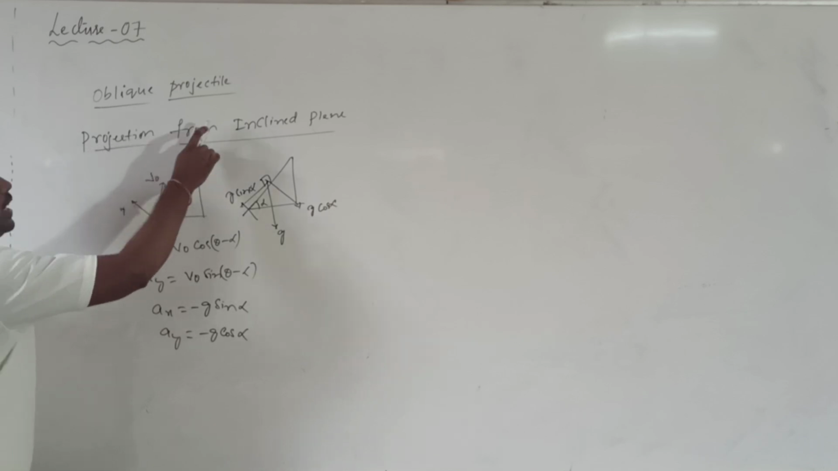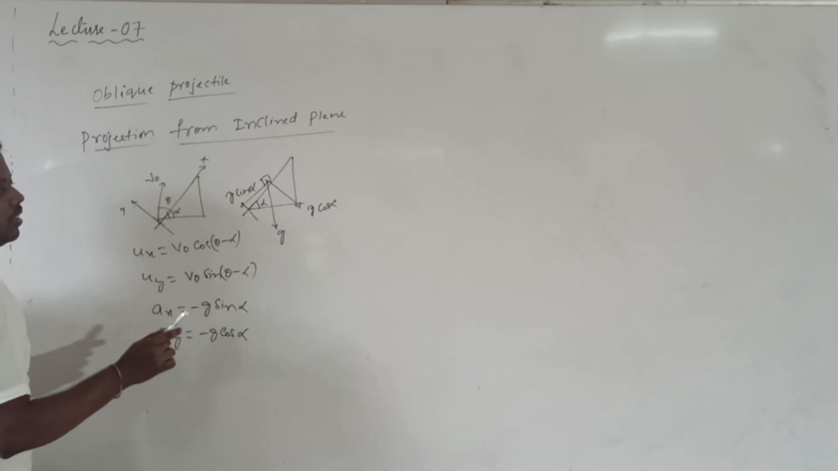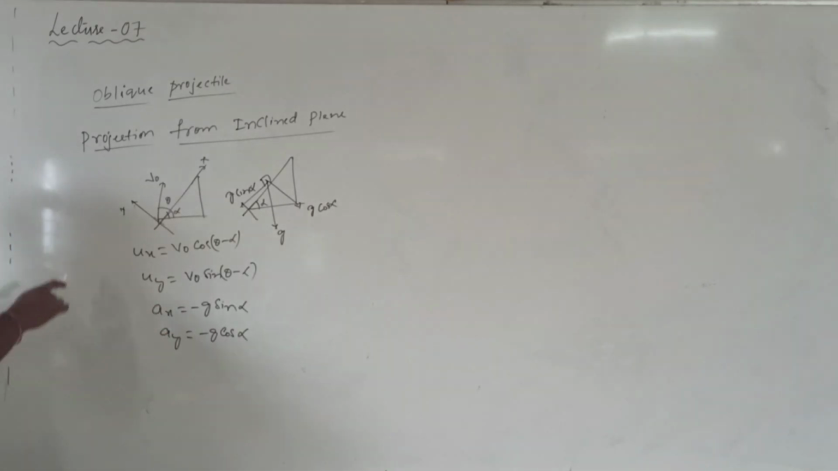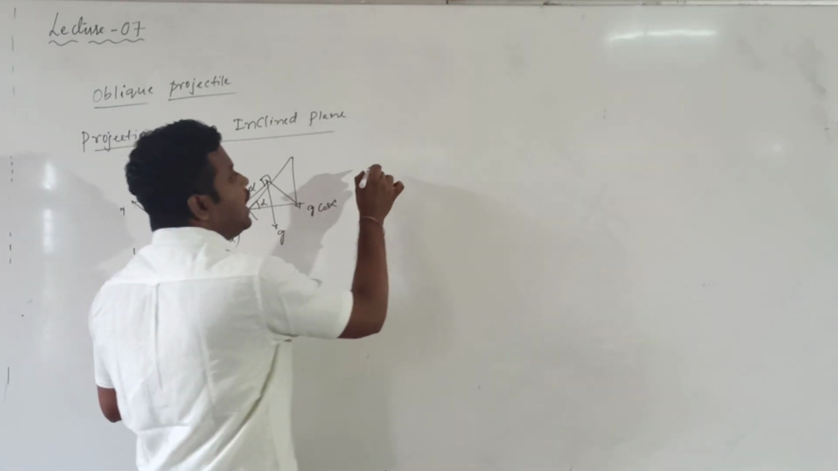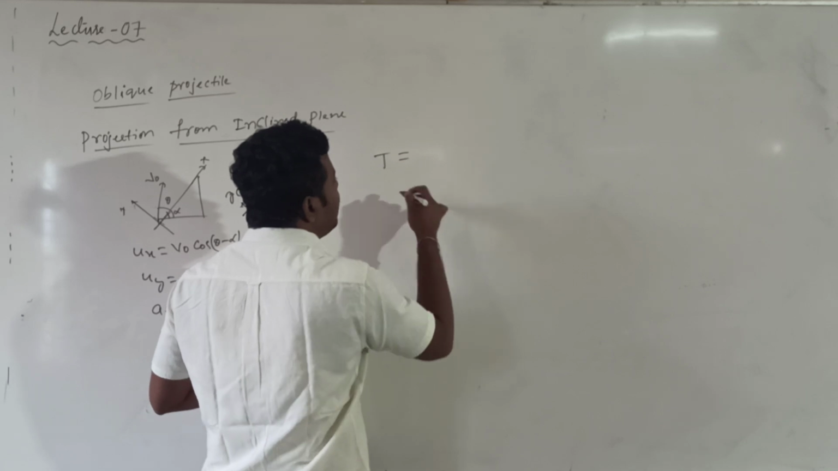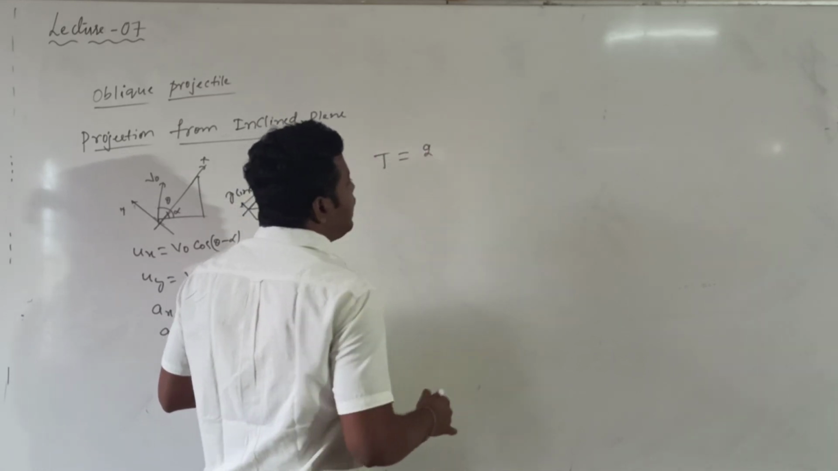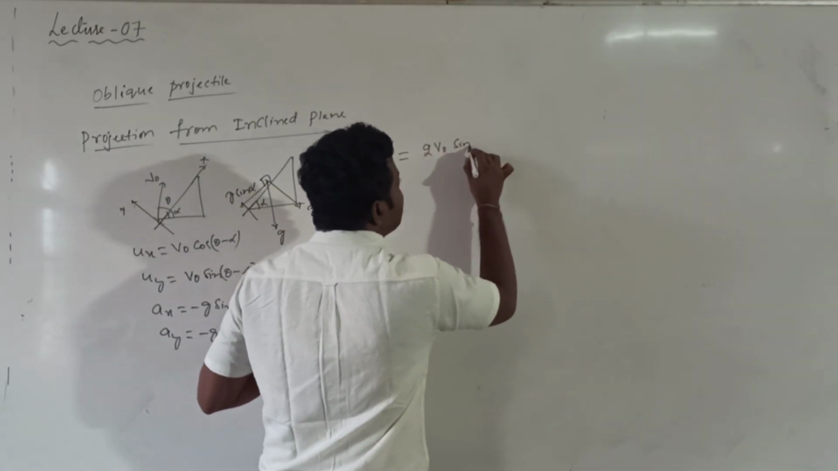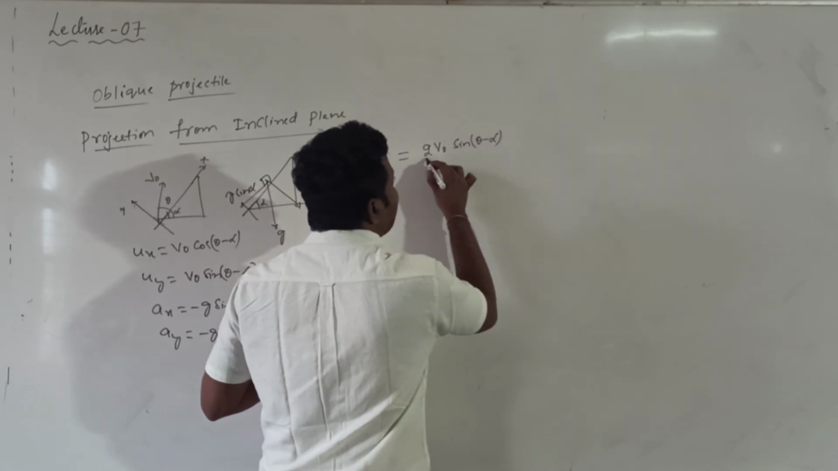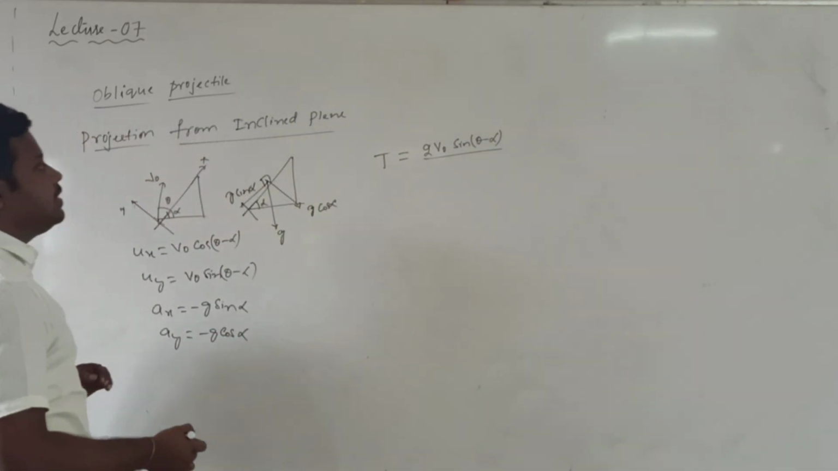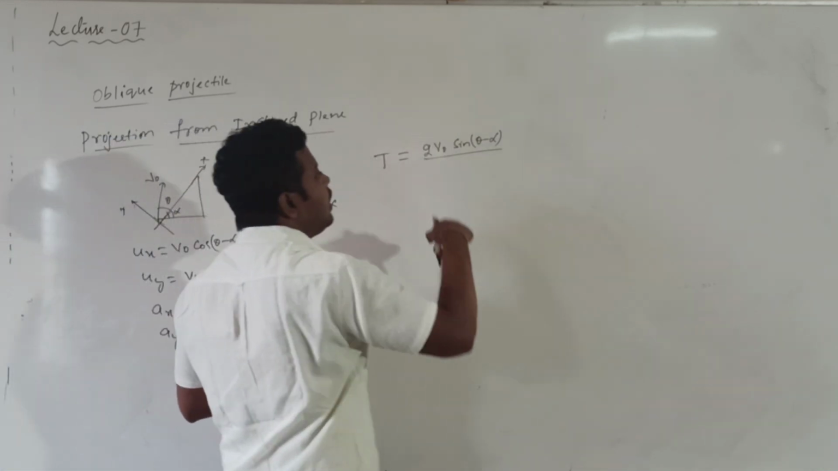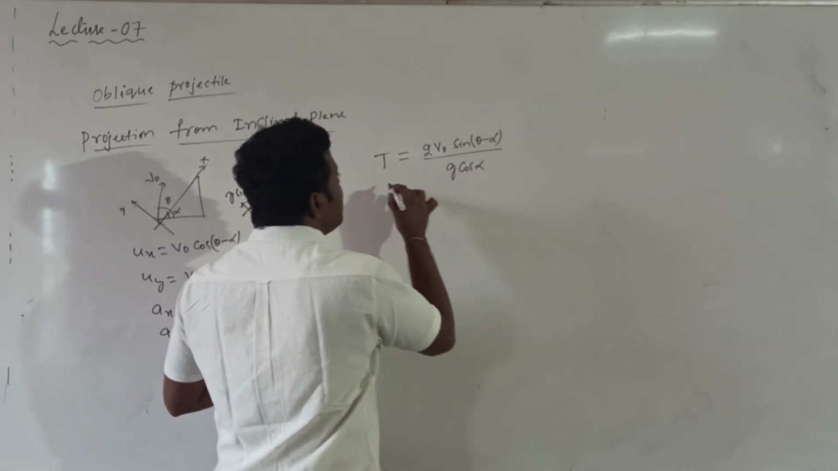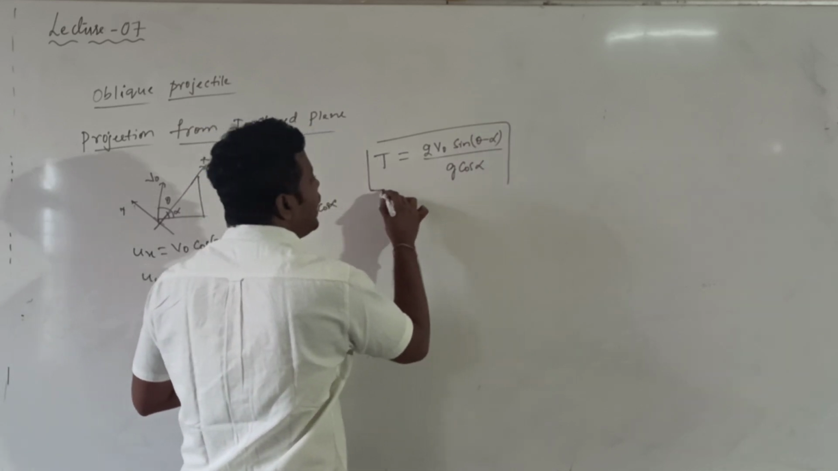In the case of projection from an inclined plane, there is acceleration along two directions. Acceleration along the x direction will be there, and acceleration along the y direction also. The rest we can calculate as it is, the same way we calculated for the oblique projectile. If I want to calculate the time of flight, the general formula is 2u sin theta divided by g. Here I will get 2 into v naught into sin(theta minus alpha) divided by the acceleration. But here the acceleration along the perpendicular direction is given by g into cos alpha. So this is the expression for the time of flight.